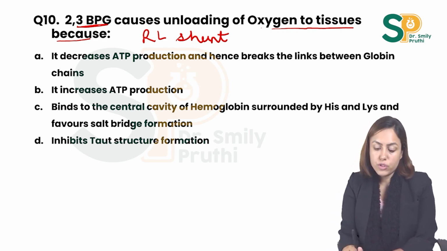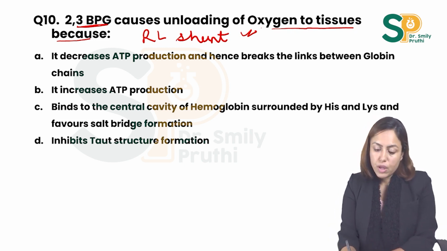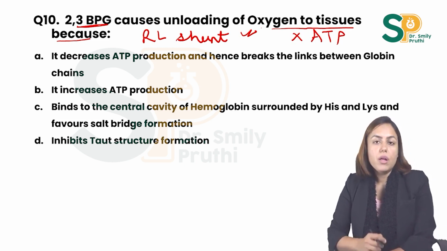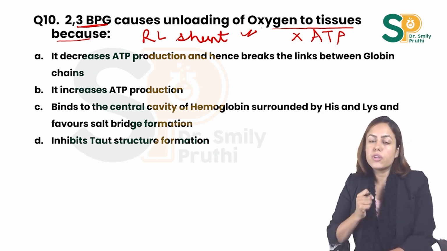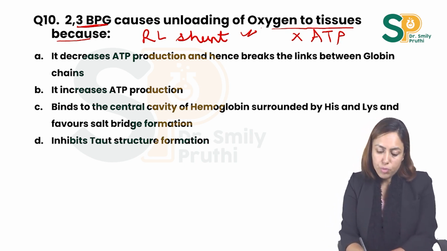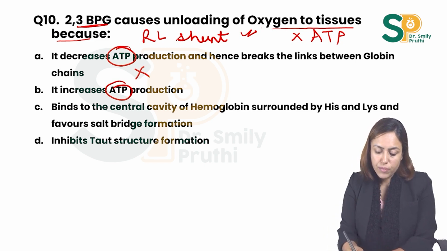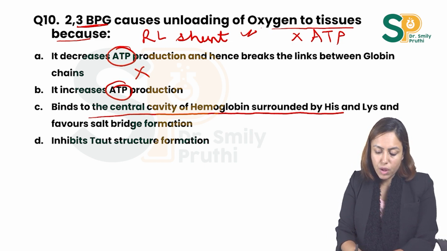Now this is formed in the RL shunt, and we did the energetics of the RL shunt in the glycolysis topic, that there is no ATP formation in the RL shunt. The purpose of the RL shunt is to produce 2,3-BPG and not energy. So any option where ATP is written will be wrong, okay. Neither decrease nor increase in ATP production, right? Then option C is, it binds to the central cavity of hemoglobin surrounded by histidine and lysine and favors salt bridge formation. Yes, this is correct.